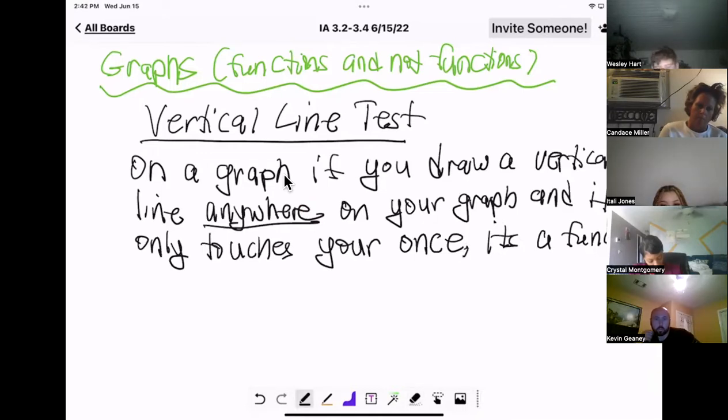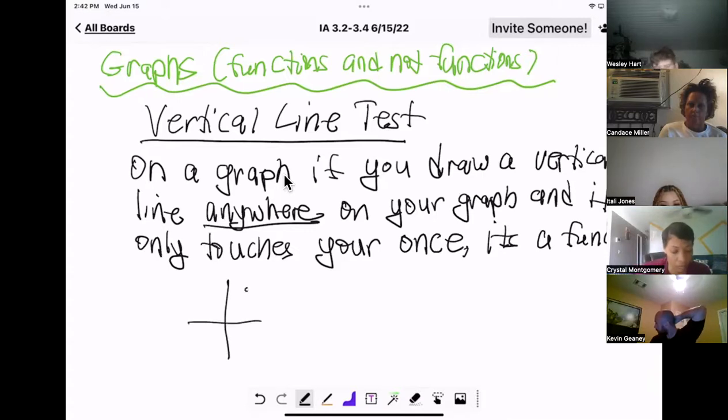And the other part of that is if it touches or crosses your graph more than once, it's not a function. So if you draw a vertical line anywhere on your graph and you only touch the graph once, it's a function. Why is that? Because it's saying x does not repeat. So I'll show you in a second. Just a little tiny graph.